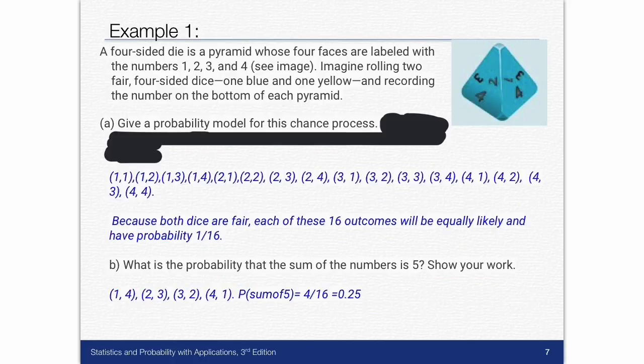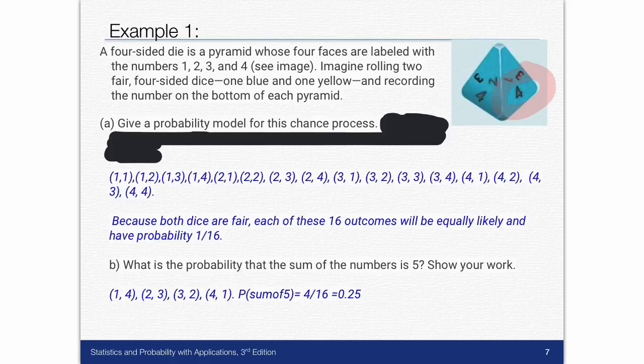A four-sided die is a pyramid whose four faces are labeled with the numbers 1, 2, 3, and 4. So like this picture here. Imagine that you have two of them, four-sided dice, one blue and one yellow, and you record the number on the bottom of each pyramid each time you roll them. Okay? So like the 4 is on the bottom here. 4 is on the bottom.